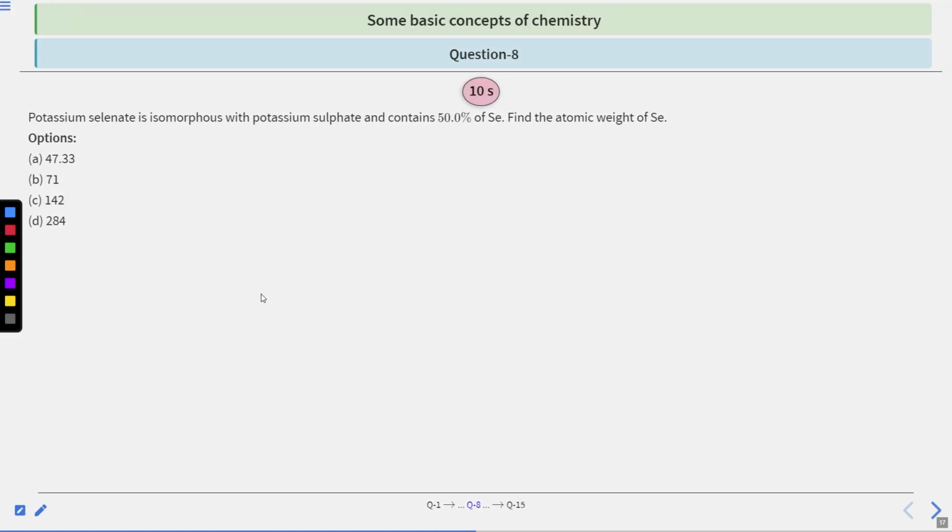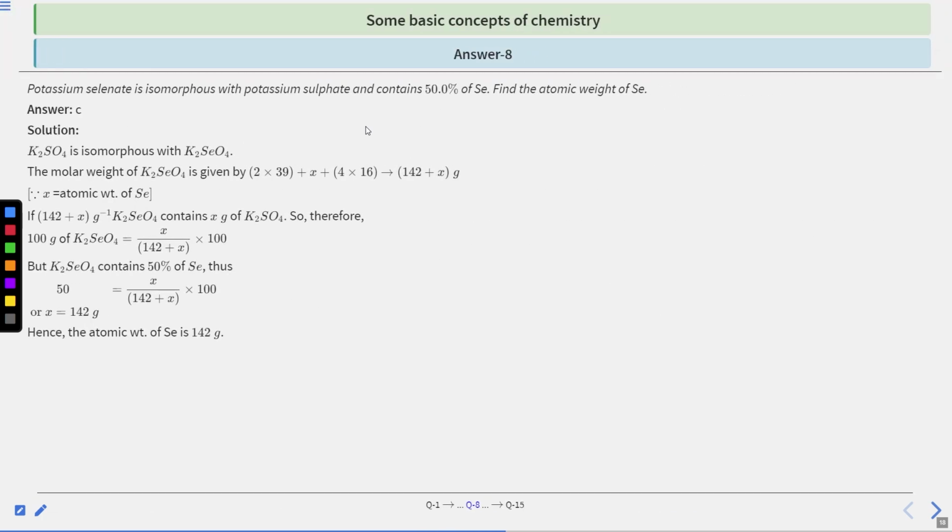Moving on to our next question, that is question number 8. Potassium selenate is isomorphous with potassium sulfate and contains 50% of selenium. Find the atomic weight of selenium. So the options are 47.33, 71, 142 and 284. You have 10 seconds to solve this question, and after that we will see the answer. Okay, so option C is the answer.